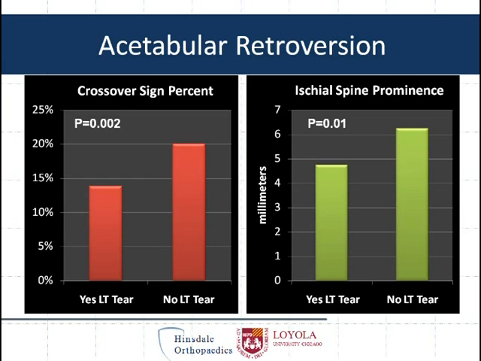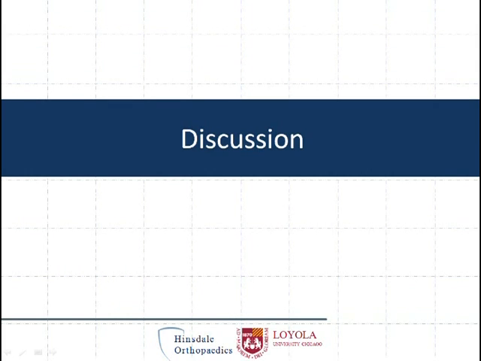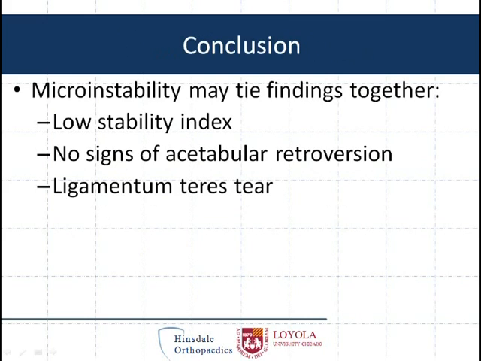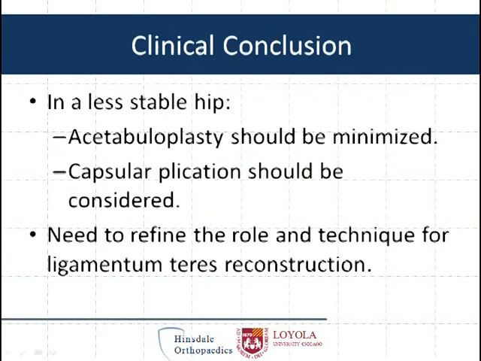Both were statistically significant. For the discussion, we can conclude that ligamentum teres tears were less frequent with high stability index, which means lateral stability, and acetabular retroversion, which means anterior stability. Overall, micro-instability may tie the low stability index, no signs of acetabular retroversion, and ligamentum teres tears, and we may regard those hips as maybe less stable.